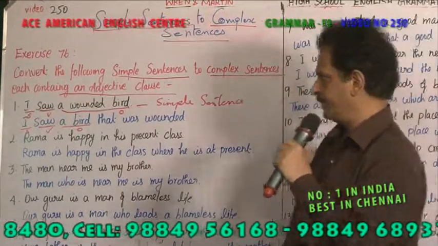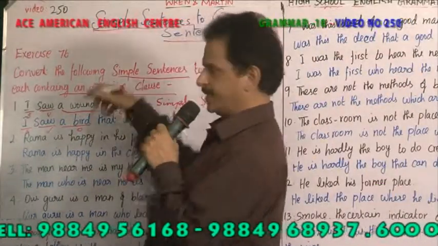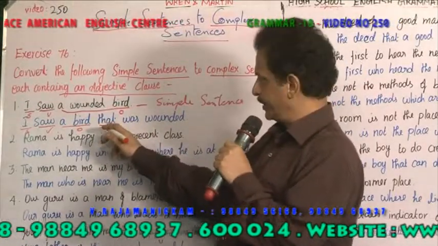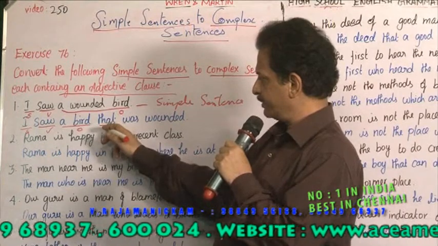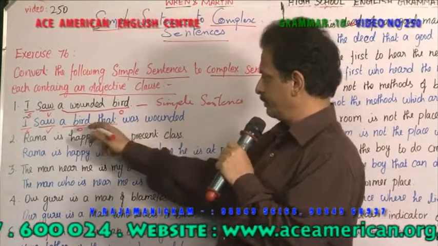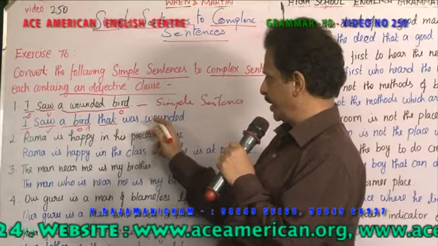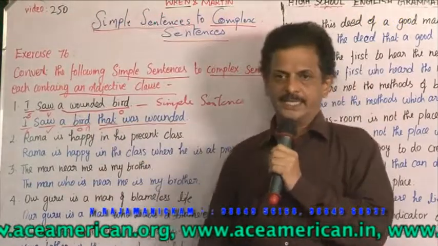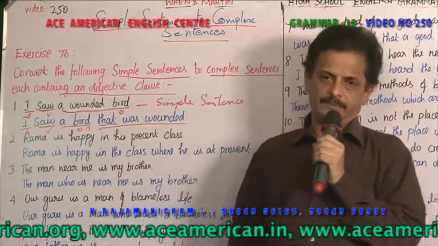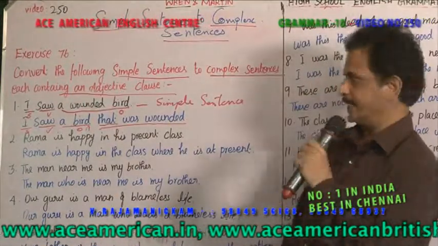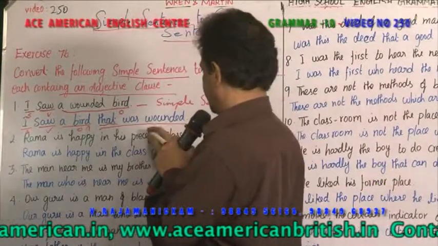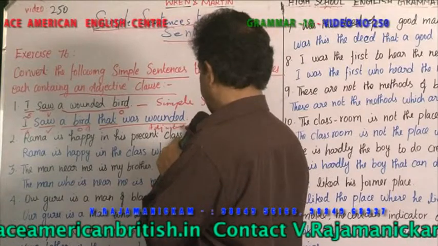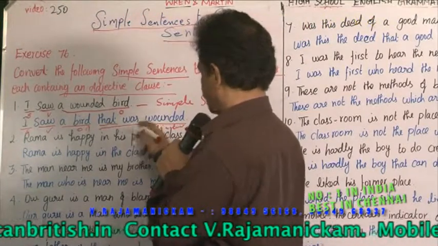I saw a bird that was wounded. So, this "that" stands for what? The bird, right? Was wounded. Bird is a noun. That was wounded: the entire thing becomes an adjective sentence describing the bird. It describes the bird in a sentence, so it is called an adjective clause, right? In this adjective clause, you have the verb, was wounded.